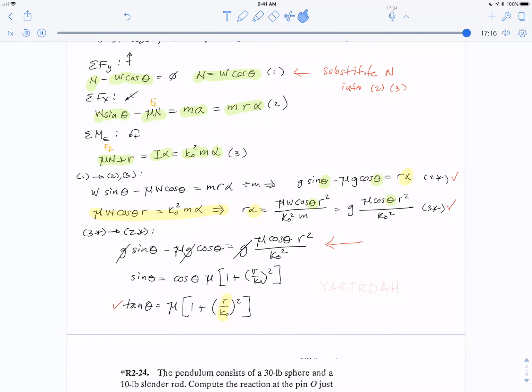We've done these kinds of problems so much, I'm going to give them their own name. Yartdah. Yet another round thing rolling down a hill. Okay.